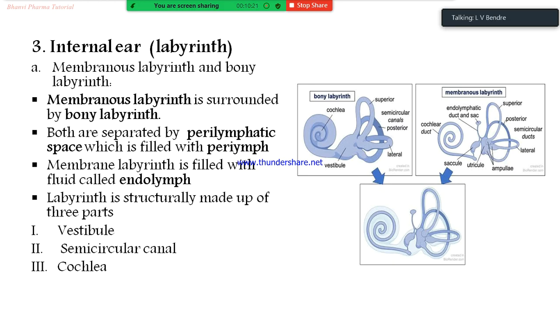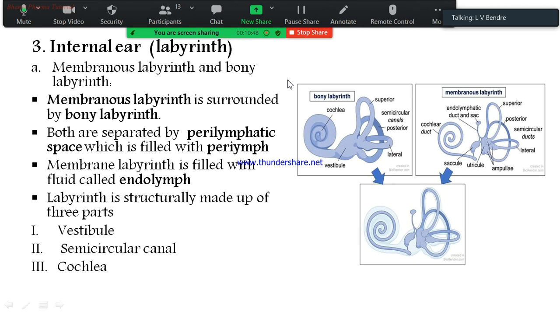Next one is the internal ear. The internal ear is also known as the labyrinth. There are two types of labyrinths in the internal ear. The first one is the membranous labyrinth, which is a membrane-like structure. Next, the bony labyrinth is a type of bony cavity.